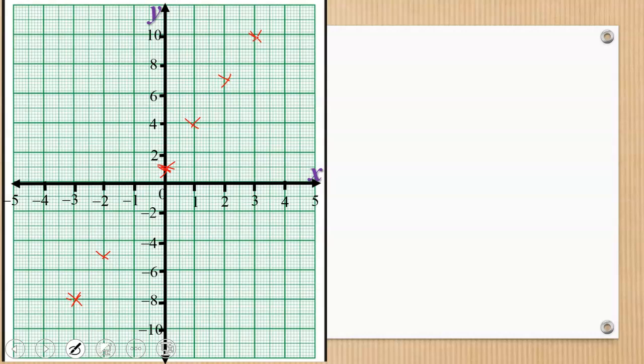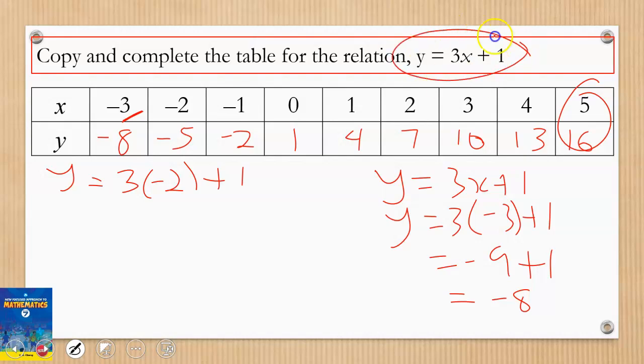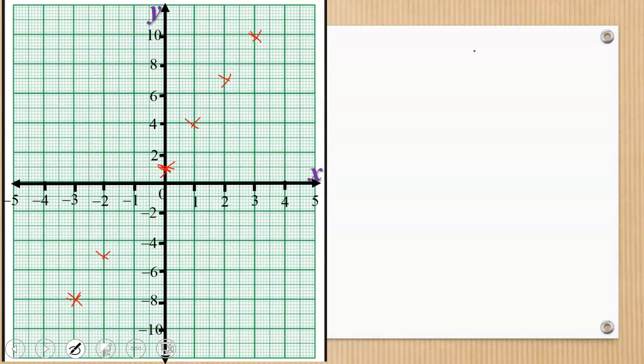And then we can see that all the points lie on a straight line. Why? Because this is a linear function. Because of the exponent of 1, it's linear. So with your straight edge, your ruler, you join all the points together and you get a straight line. When you are done, you want to label it. It has the relation y equals 3x plus 1. So you always write it on top of your line. This is how you can answer this question.